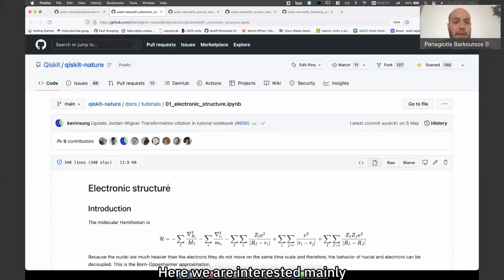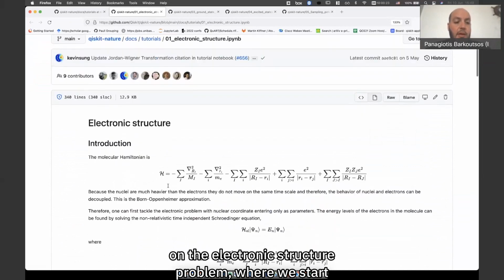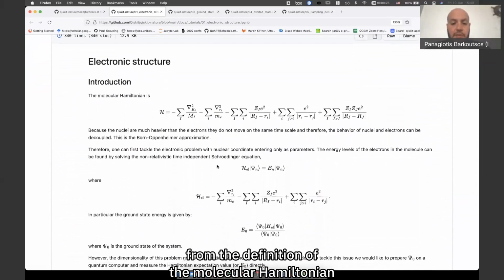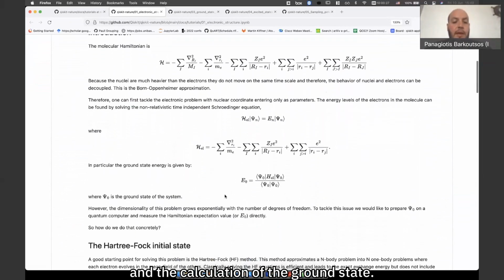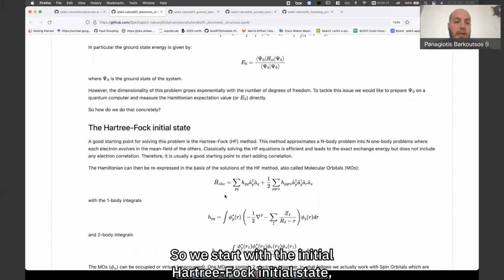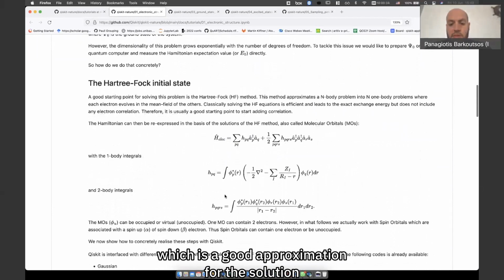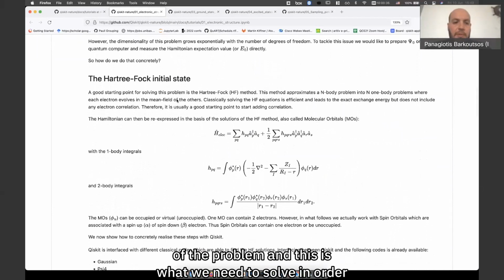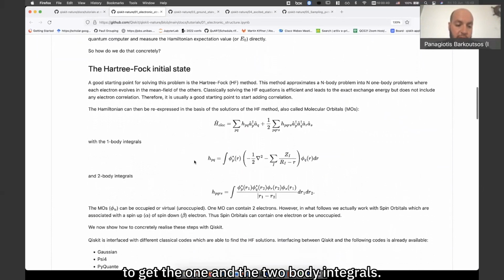Here we are interested mainly in the electronic structure problem, where we start from the definition of the molecular Hamiltonian and the calculation of the ground state. So we start with the initial Hartree-Fock state, which is a good approximation for the solution of the problem, and this is what we need to solve in order to get the one- and two-body integrals.